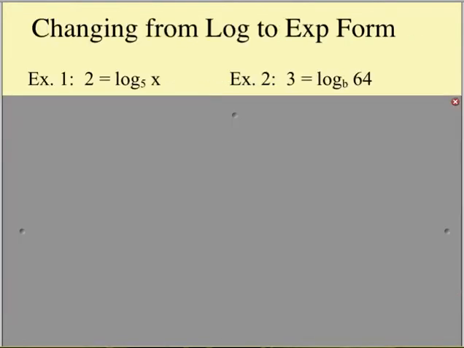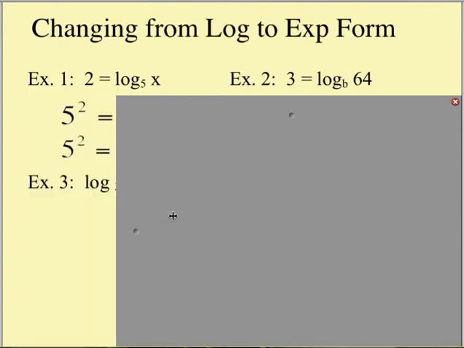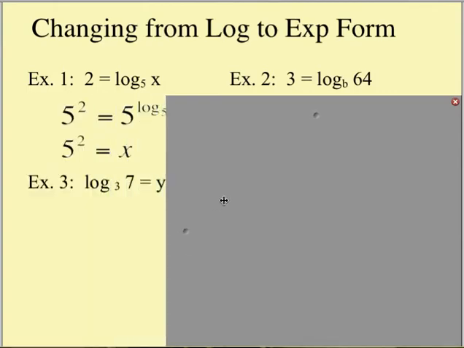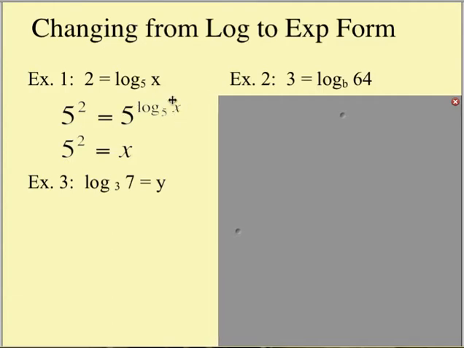I'm going to do two examples. I'm going to leave the other two for you to do. Our first example is 2 equals log base 5 of x. It says change to exponential form. What I'm going to do is exponentiate both sides. The base of the logarithm is 5, so that's what I'm going to make the base when I exponentiate. Then I have 5 squared equals 5 to the log base 5 of x. Now the right side is inverses, so those cancel out, and I'm just left with 5 squared equals x.